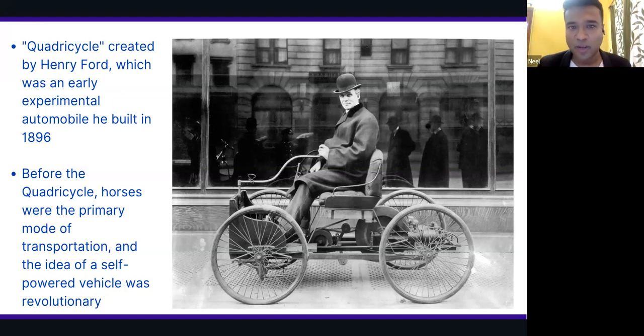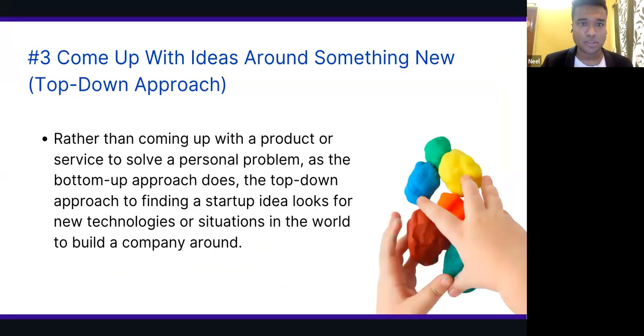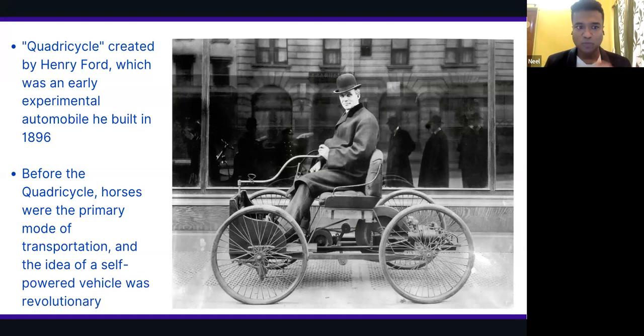This guy, our hero, Henry Ford, came up with the concept, okay, we are not going to make faster horses, but we are going to make a new device, instrument. It will be a new invention which will revolutionize the transportation industry. This is very important. And this is what I was talking about, a top-down approach. You come up with something new, something different, something people have never heard of, and you are going to make a change. So before the quadricycle, horses were the primary mode of transportation, and the idea of a self-powered vehicle was revolutionary.